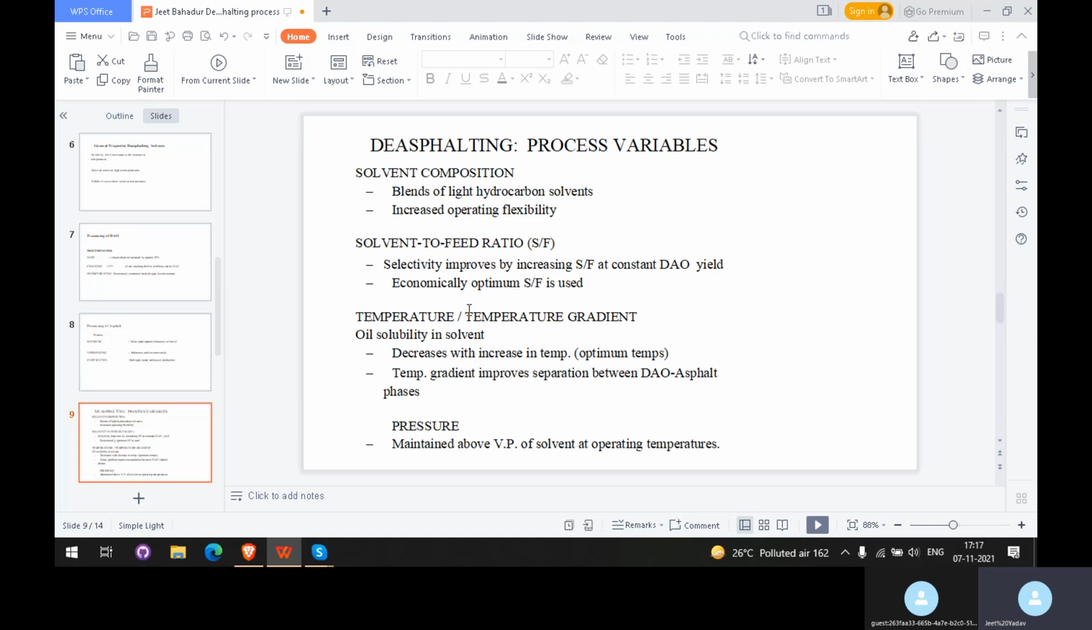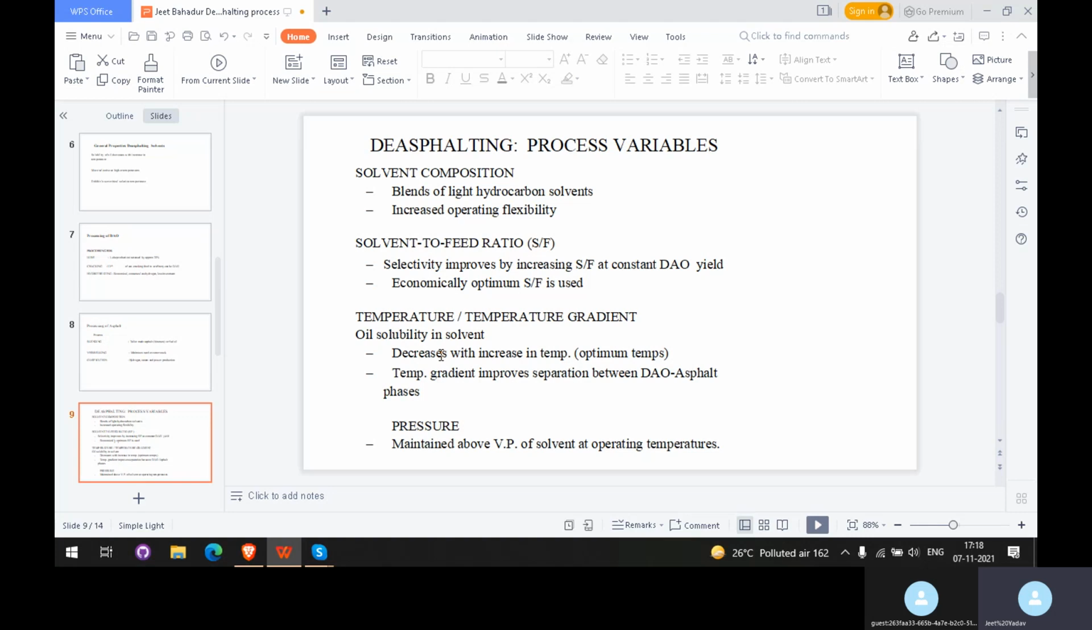Further, we have temperature or temperature gradient. Basically, oil solubility in solvents decreases with increase in the temperature. As the temperature increases, the solubility of the oil decreases, as we have talked about earlier. And the other part is that the temperature gradient also improves separation between the DAO and asphalt phases. So whenever the temperature factor comes, it will definitely improve the DAO and asphalt phase separation, and the quality of the DAO, as we have discussed.